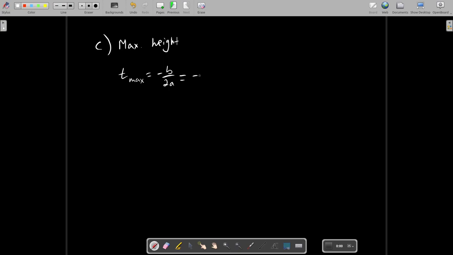So minus B, so that's going to be minus 16.5. And of course, these values are being taken from the h of t function. So minus 16.5 times sine of 35 degrees over 2 times A. So 2 times minus 4.9. And these minuses cancel out, and we can multiply the bottom part, so we are left with 16.5 sine 35 degrees over 9.8. There we go.